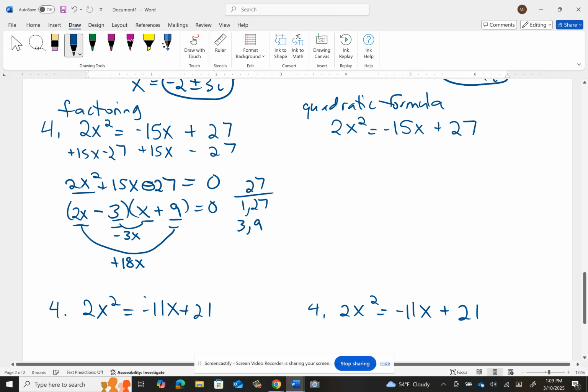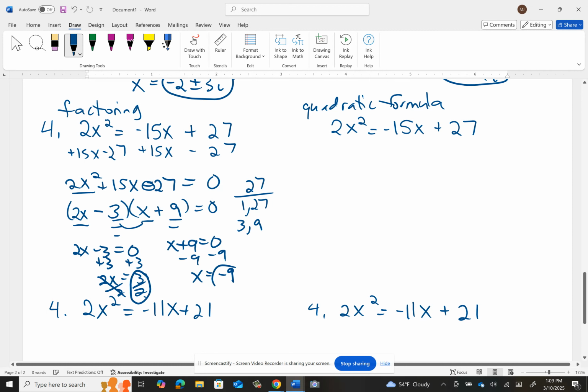Okay. Now, once I've FOILed it out and made sure I'm correct, then I'm going to take each of those factors and set them equal to 0. So I'm going to take 2x minus 3 equals 0, and then x plus 9 equals 0. So one of my answers would be negative 9. The other one, after I add 3, I would get 2x equals 3, and then when I divide by 2, I'd get 3 halves. So 3 halves and negative 9 would be my two answers. Okay, so that was done using factoring.